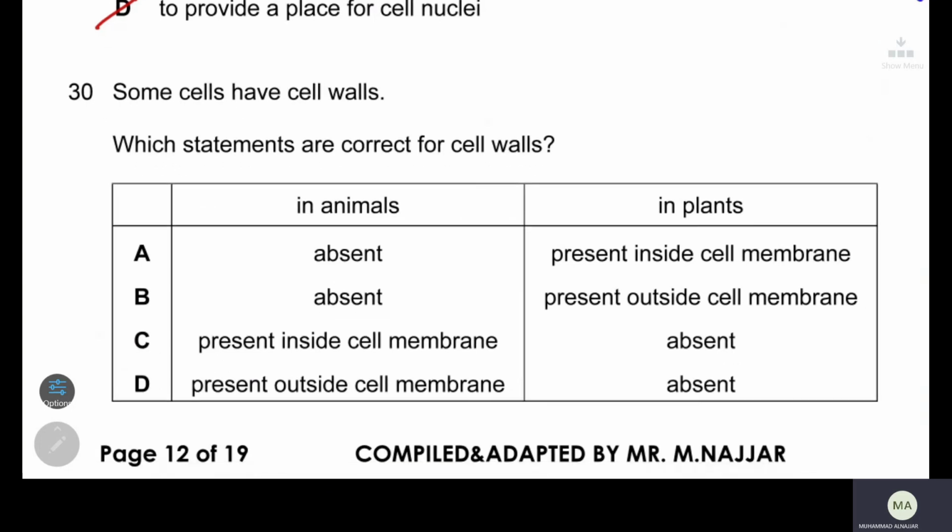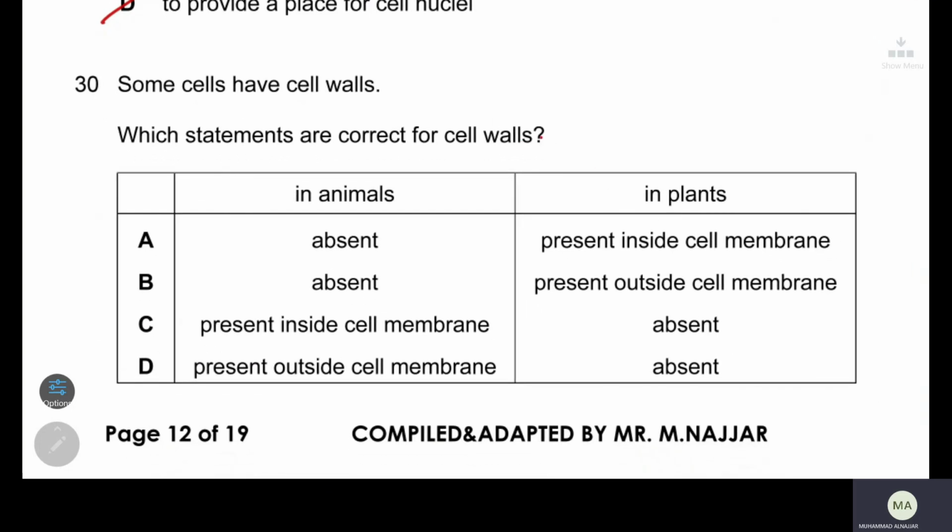In animal, is the statement correct about cell walls? Yes, let's highlight this. It's recommended while you are solving those questions not to mix up the points. In animals, they are absent. There are no cell walls. Yeah, that's correct. In plants, present inside the cell membrane. It is present, sure, this is correct, but the second part of the statement is totally incorrect. Not inside. They are not inside.